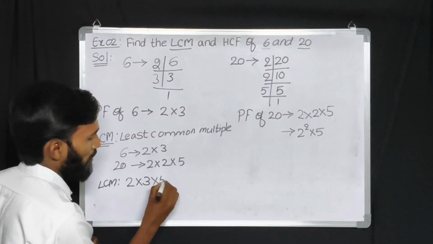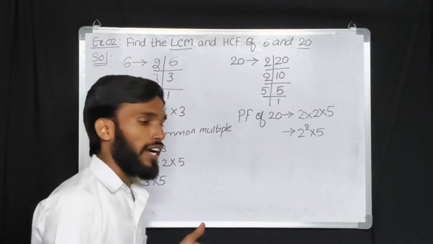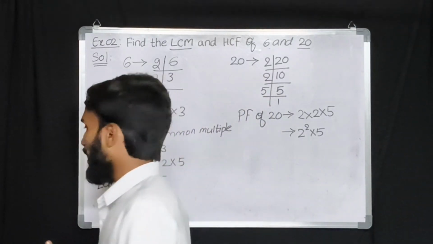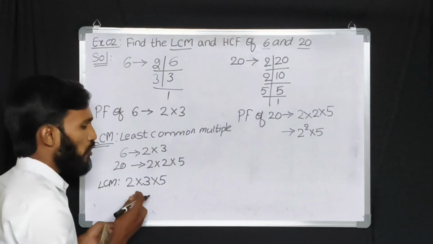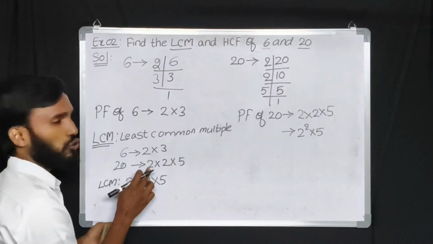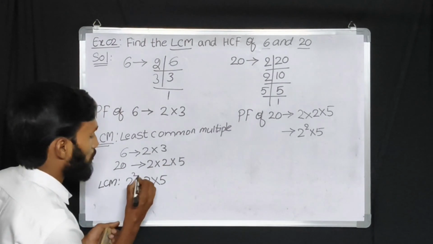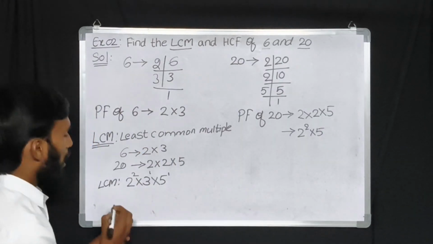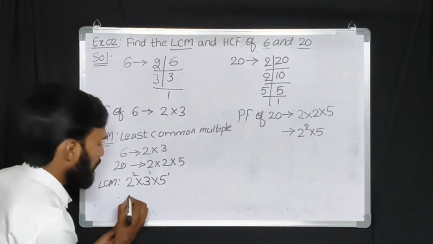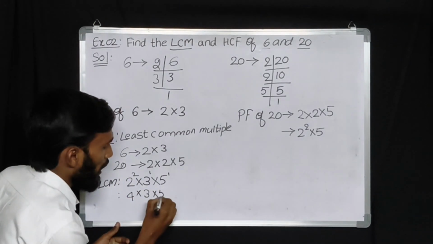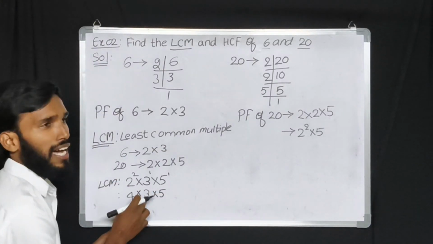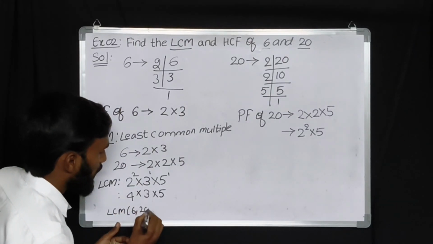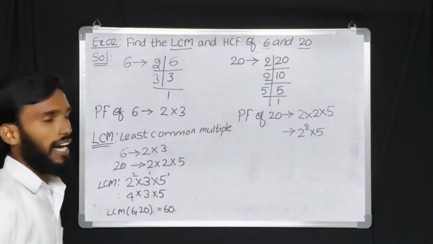Now, if you come to the definition of LCM, least common multiple, it is taken with the highest powers of the given numbers. Here, what are the numbers we have? 2, 3, 5. What is the highest power of 2? 2 times. What is the highest power of 3? 1. What is the highest power of 5? Again 1. So, if you multiply, 2 twos make 4, into 3 into 5. 4 3's are 12 and 12 5's are 60. So the LCM of 6 and 20 is 60.